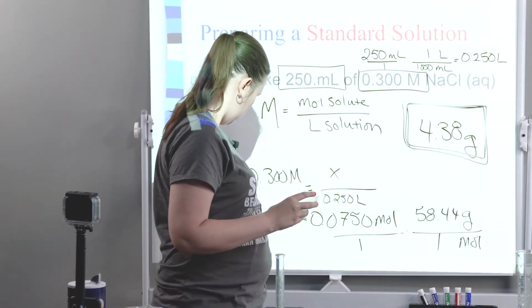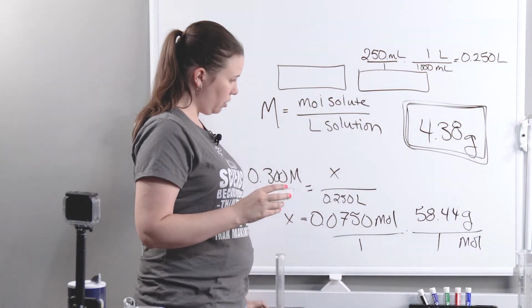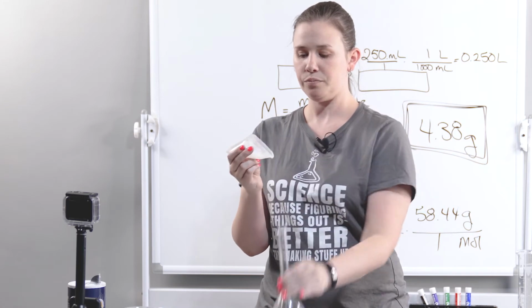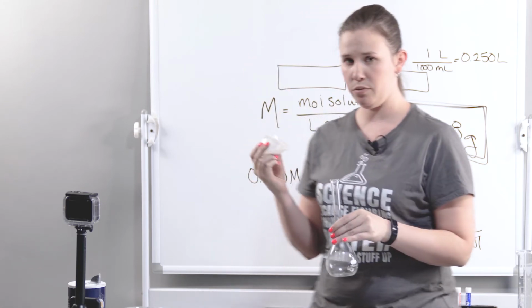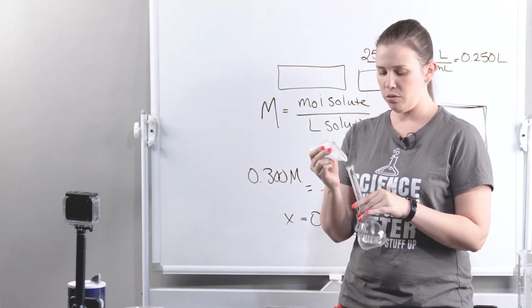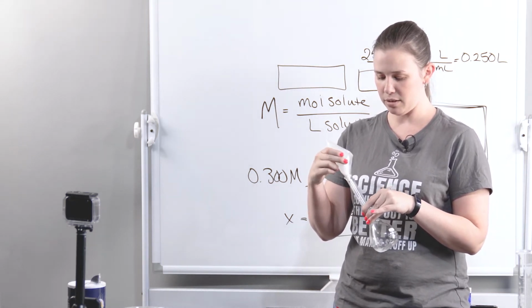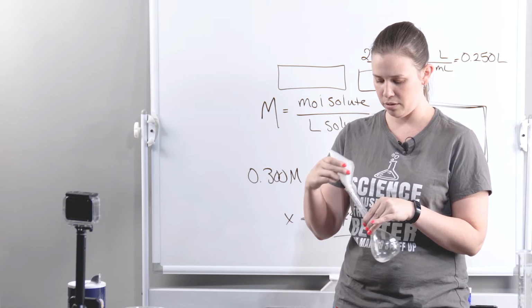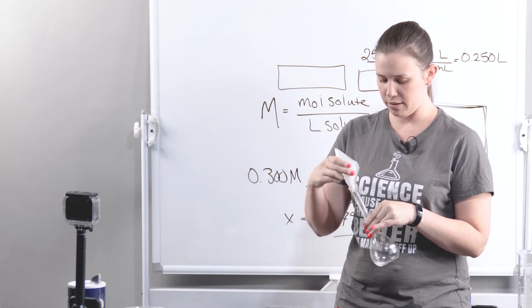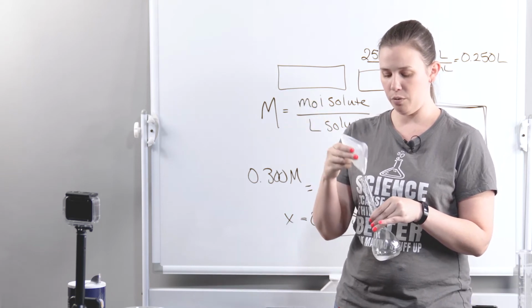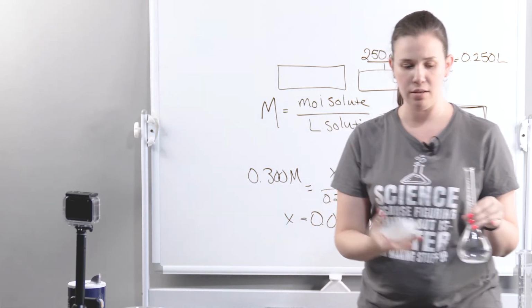So let me change the coloring here so you can see what's going on. I've got my salt. I'm going to bend the weigh boat so that I can use it almost like a funnel in order to add the NaCl to the flask. It's nice and slow. You want to make sure every bit of particle makes it inside of the flask.